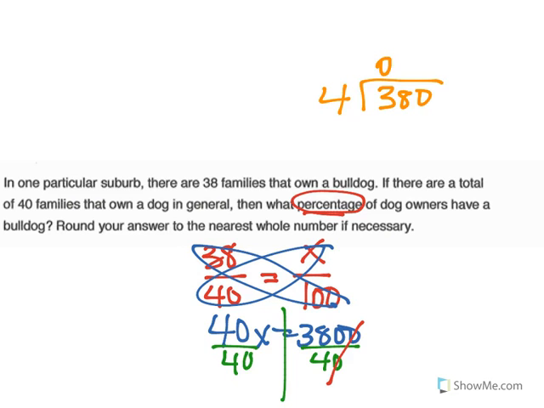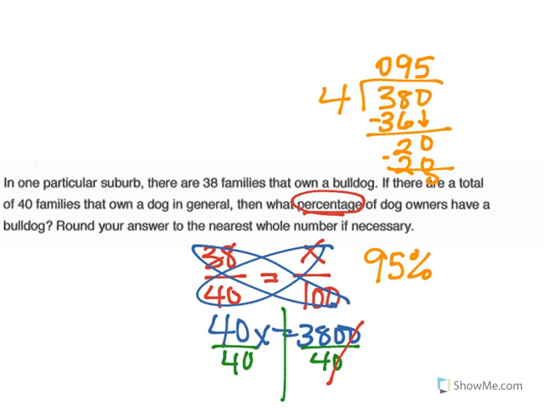4 doesn't go into 3, but it'll go into 38 9 times, which is 36. Subtract, I get 2 and bring down my 0. So how many times is 4 going into 20? 5 times, which is 20. Subtract, and I get 0. So my answer is 95. 95 what? 95 bulldogs? 95 families? No, 95%. So 95% of the families own bulldogs. Again, that's a lot of people that own bulldogs.